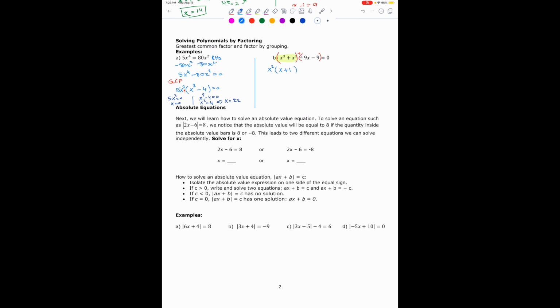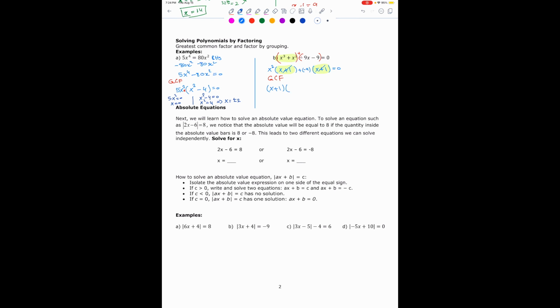From the second polynomial, so plus, I will take negative 9 out as the greatest common factor. So I will get x plus 1. So negative 9x divided by negative 9 is positive x. Negative 9 divided by negative 9 is positive 1, equals 0. Now, notice how I can pull these two binomials out as the greatest common factor. So I will have x plus 1, this is the greatest common factor.